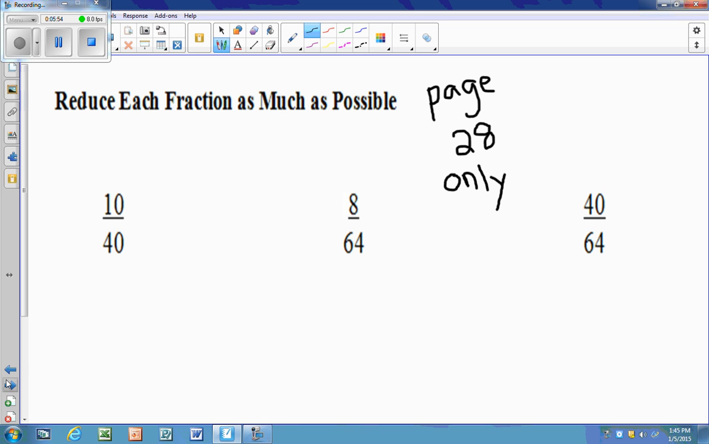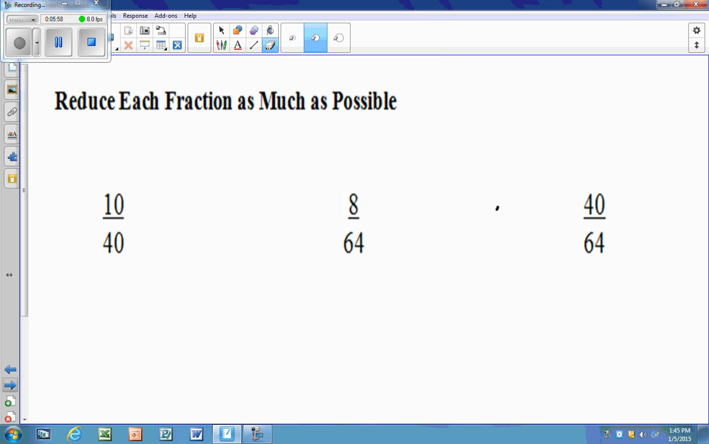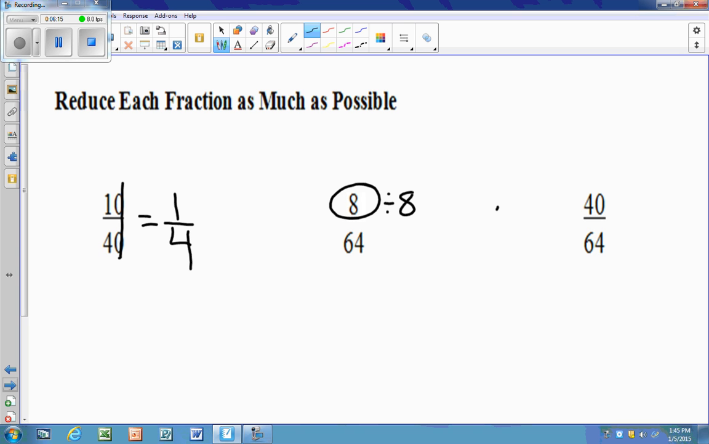Sometimes, when you are reducing, sometimes, like this one, the zeros are here again, I can just cross right out and I know it's 1/4. Another time I can look at the numerator and ask myself, can the numerator go into the denominator? And if it can, I can then just say divided by 8, divided by 8, and it's 1/8. And that is how you reduce fractions.